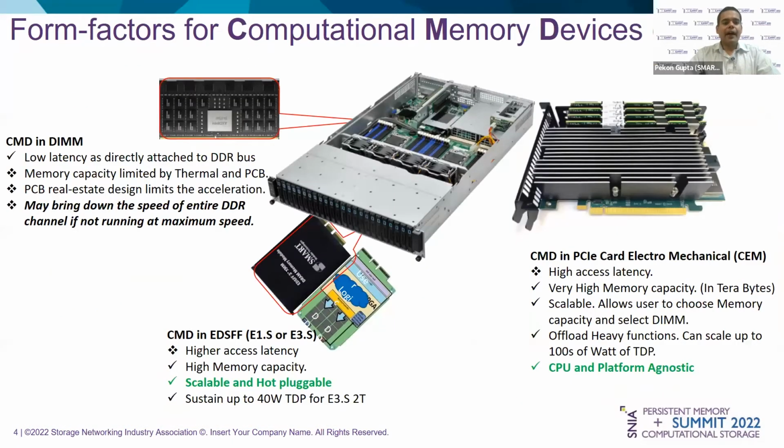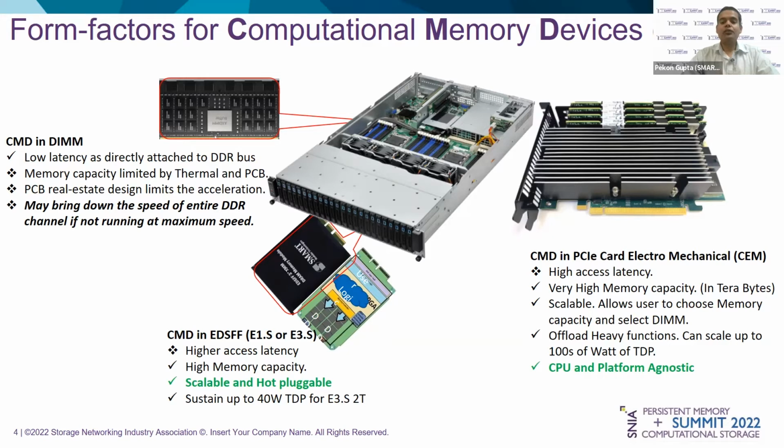Now, let's look at some of the computational memory devices available in different types of form factors. We have three types of form factors shown in this slide. Let's start with the one on the left, which is in a DIMM form factor. The biggest advantage of having a computational memory device in a DIMM form factor is that it gets the lowest latency and has the best performance, because the memory is directly connected to the processor bus through a parallel interface like DDR4 or DDR5.